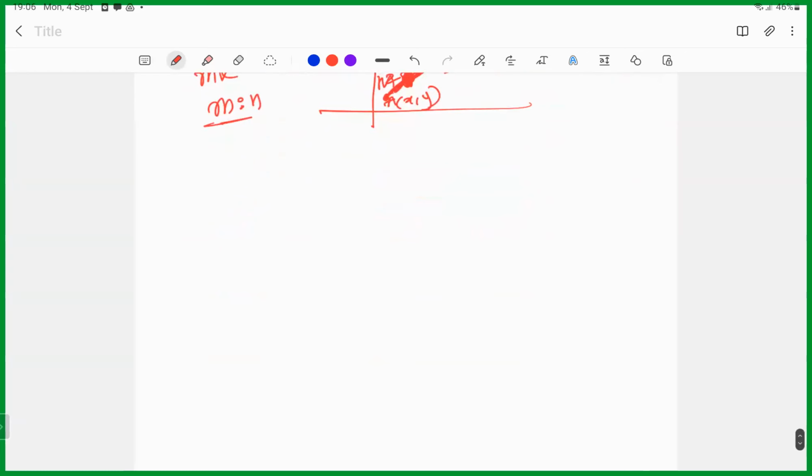So what is the first one now? We need to find out the distance. Distance between the 2 points. Okay. So distance formula.